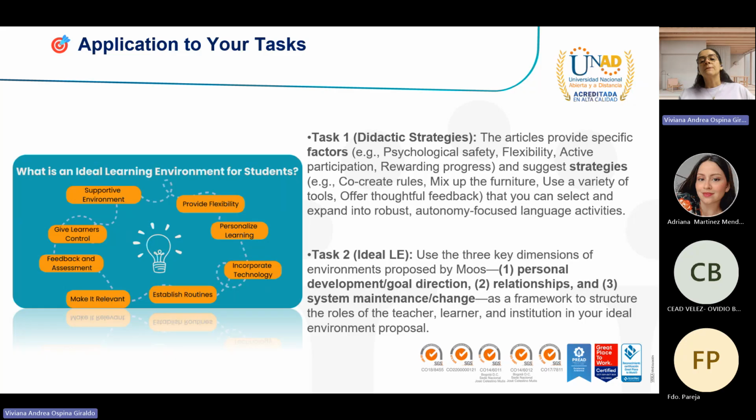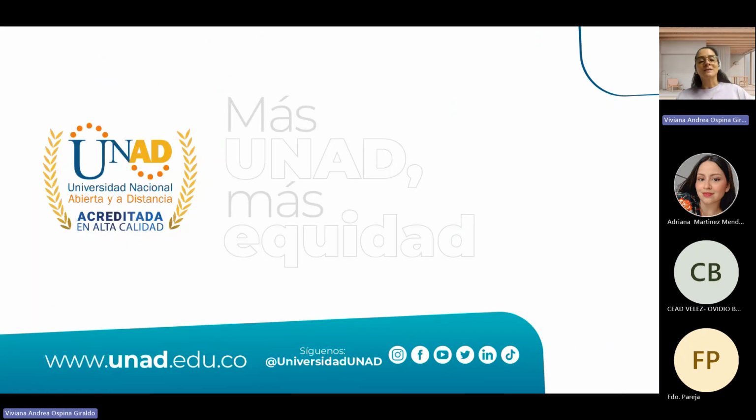On this task 2, we're going to use the 3 key dimensions of the environment: personal development, goal direction, relationships, and system maintenance. And remember that we are trying to build a strong didactic framework for a proper, or an ideal rather, learning environment.